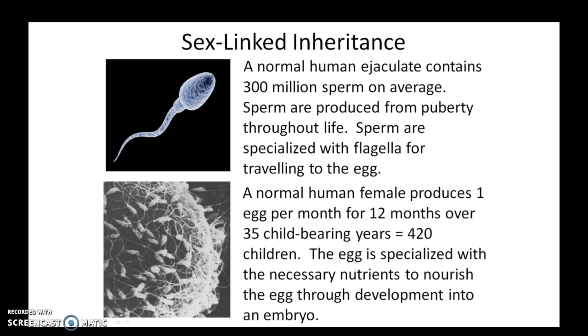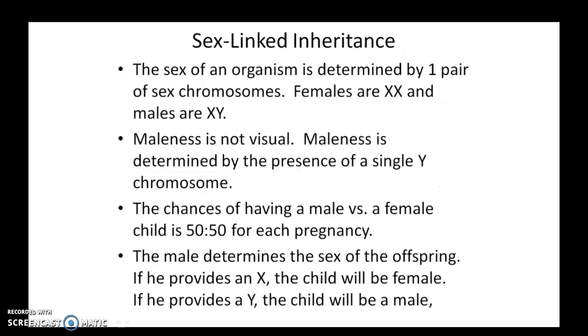So sex-linked inheritance, every time there's sexual reproduction, about 300 million sperm are released into the female. Sperm are specialized with flagella for traveling to the egg. A normal human female typically releases 1 egg per month, and the egg is specialized with the necessary nutrients to nourish the egg through development into an embryo.